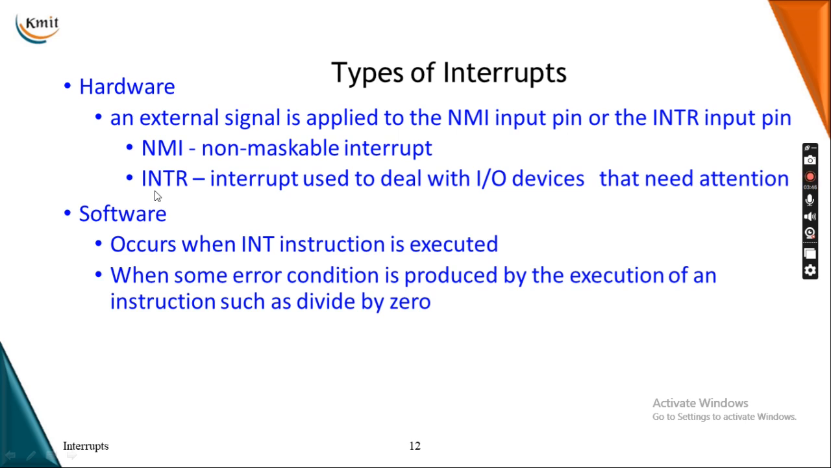Coming to the software type of interrupt, we have the INT instruction. In some programs we write the INT instruction followed by some operand, which tells what type of error or interrupt it is, and it executes that instruction, for example, divide by 0. So whenever we call an INT instruction in the program, it is called a software interrupt. It executes that interrupt service routine.